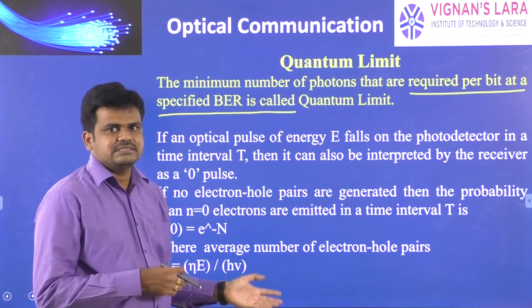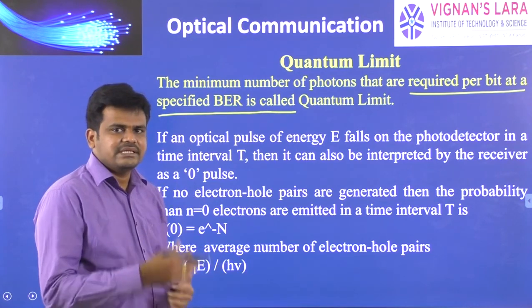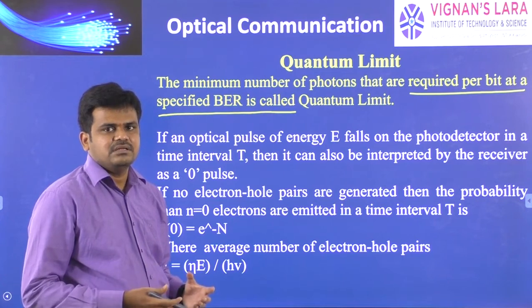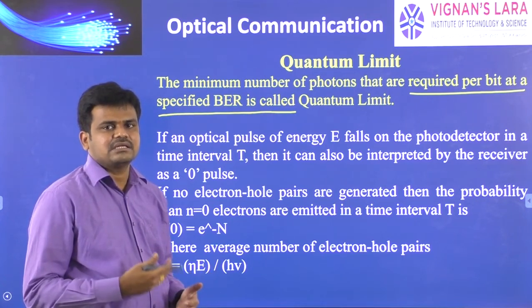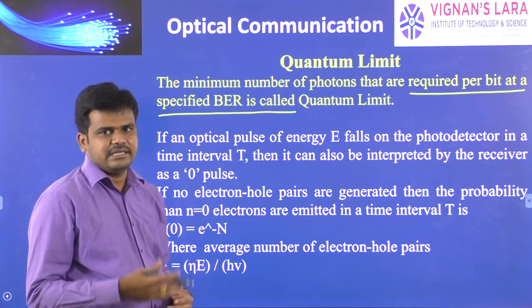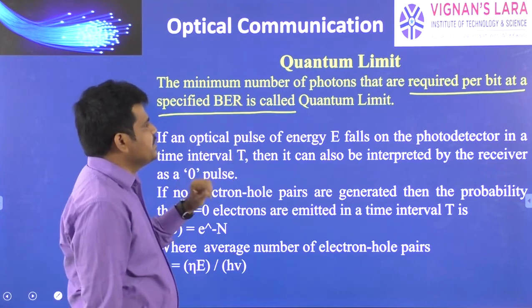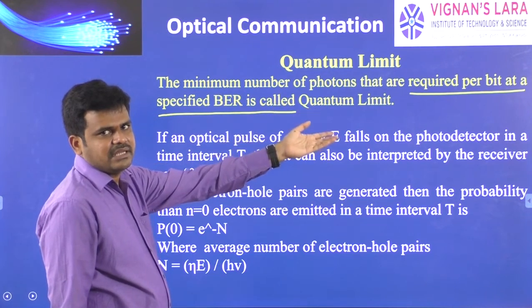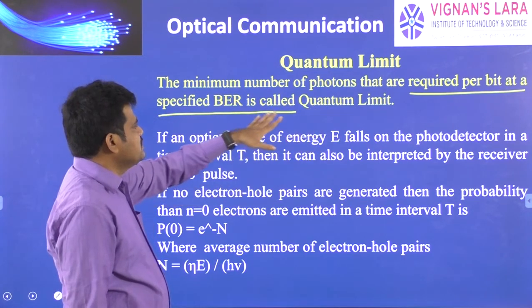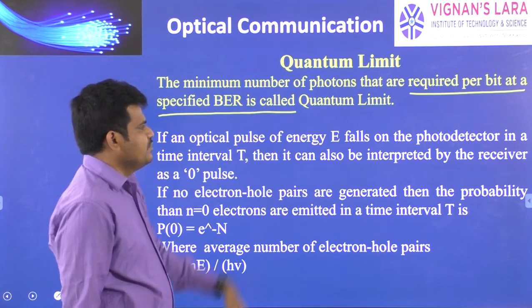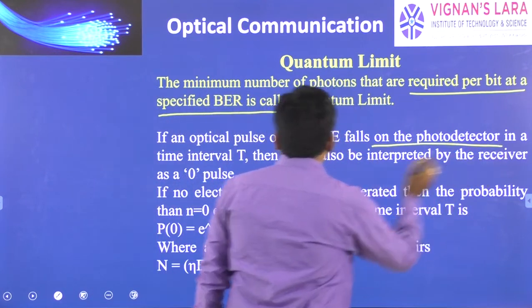We have already discussed this when discussing the working of PIN as well as APDs. We came to know that the quantum efficiency depends upon the number of electron hole pairs created, the number of electrons and holes created. So the same thing is repeated here. The minimum number of photons that are required to generate the pulse at the PIN diode or APD is called the quantum limit.